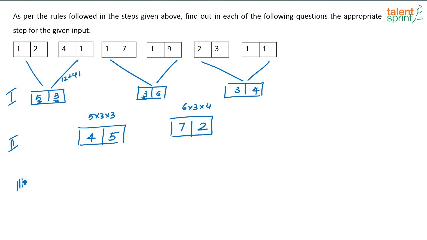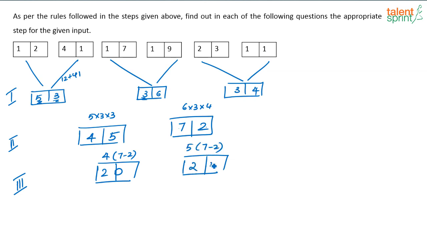What was the third step? The third step was 4 into the difference between these. Correct? So let me just draw the 2 boxes here for the third step. See the first digit here, that is 4 into the difference between these two, 7 minus 2. Correct? 4 into 7 minus 2 is nothing but 4 into 5, which is 20. Similarly, what will come here? 5 into 7 minus 2.